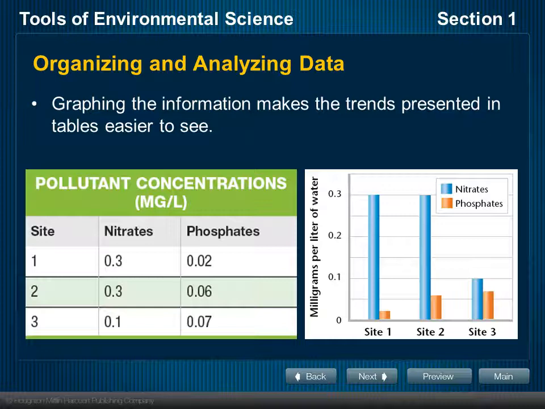Now imagine, this is a table with 3 sites, 6 data points total. Imagine if it was a table that had 600 data points. We get to see how a graph would be much easier.